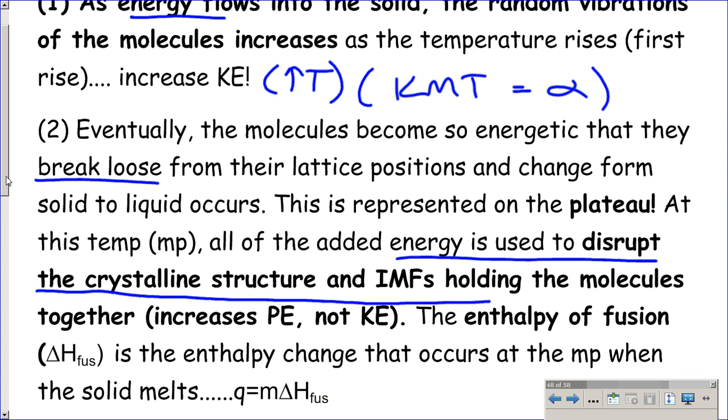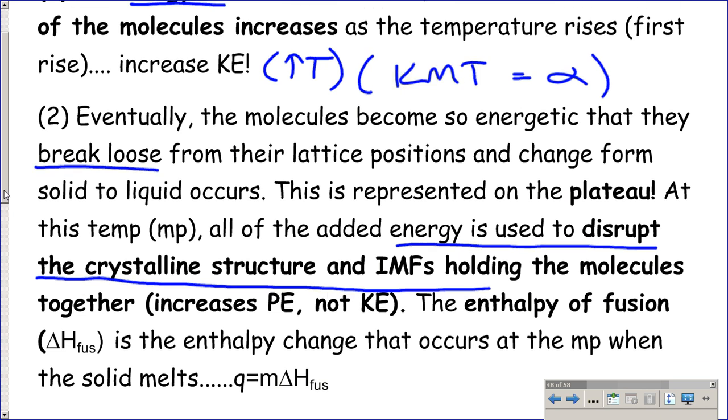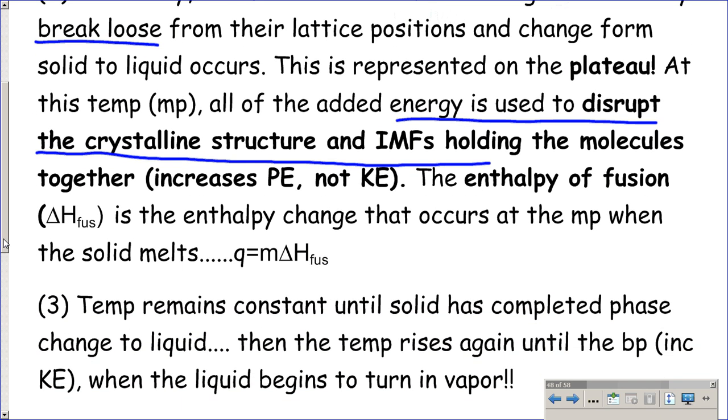So the energy added is not going towards making more kinetic energy or going towards increasing temperature. All the energy that's being added is simply going to moving the molecules away from each other to overcome IMFs. That's why there's a plateau. That's why there's no change in temperature during phase change, because all the energy that's being put forth is used to just pull apart two molecules.